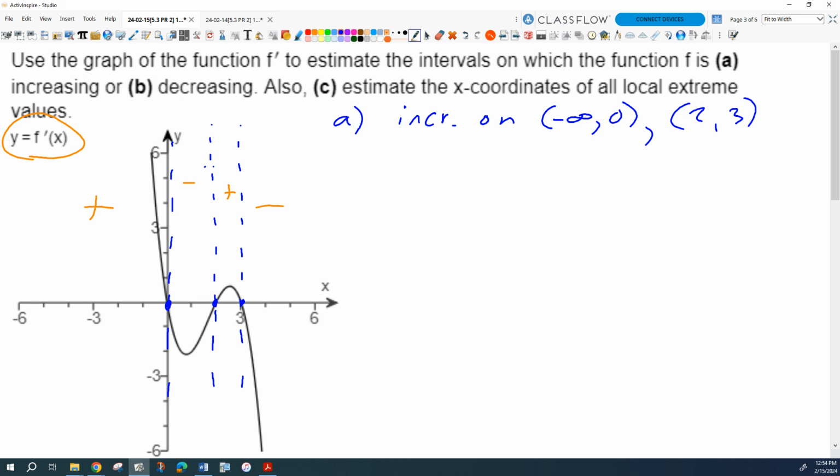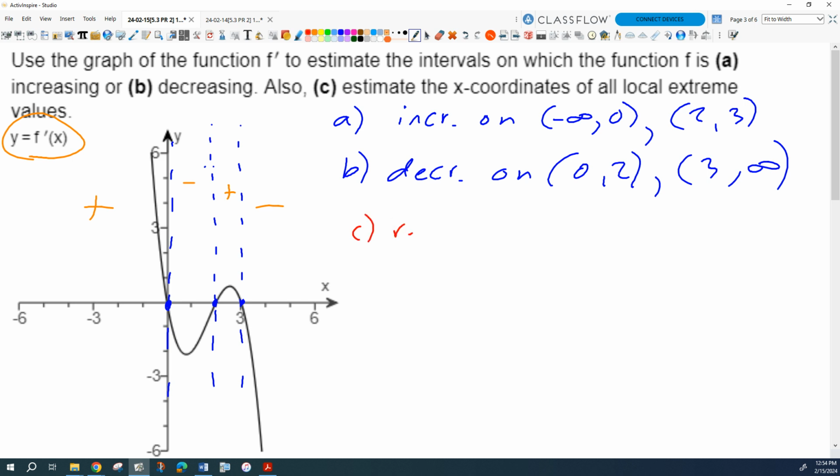So part B then, where is it decreasing? 0 to 2 or 3 to infinity. Okay, part C. We have relative maxima at where? 0 and 3.